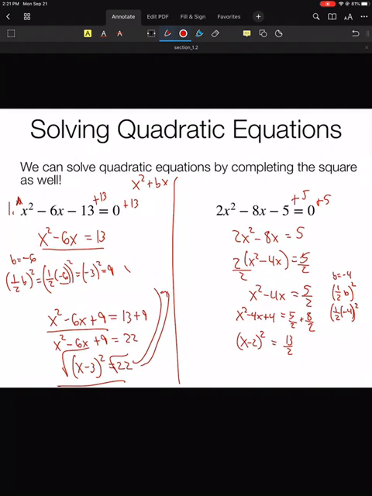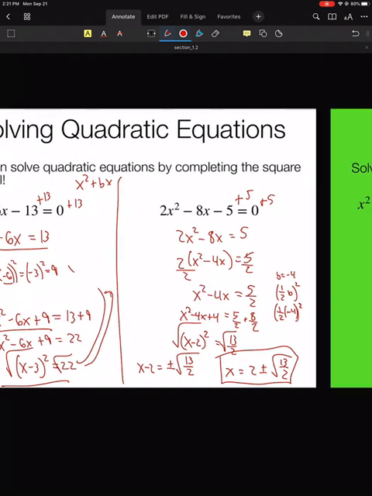And then again, quickly, the square root method to get us that extra step. So square root of both sides, you get x minus 2 is equal to plus or minus the square root of 13 over 2. Then x is equal to 2 plus or minus the square root of 13 halves. Okay, so there is how you use completing the square to solve quadratic equations.